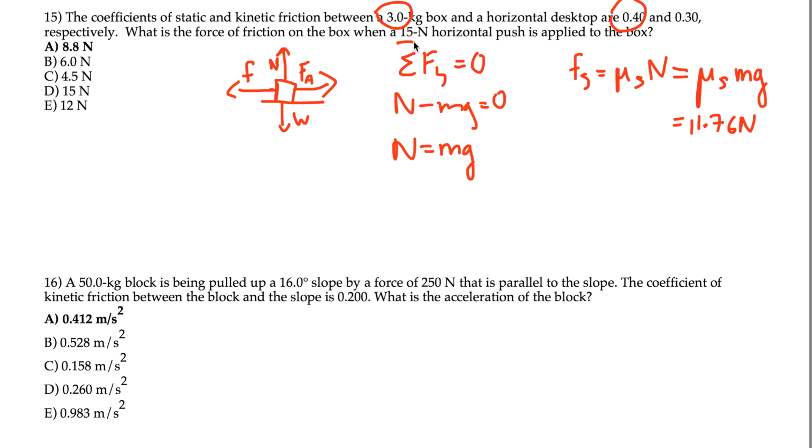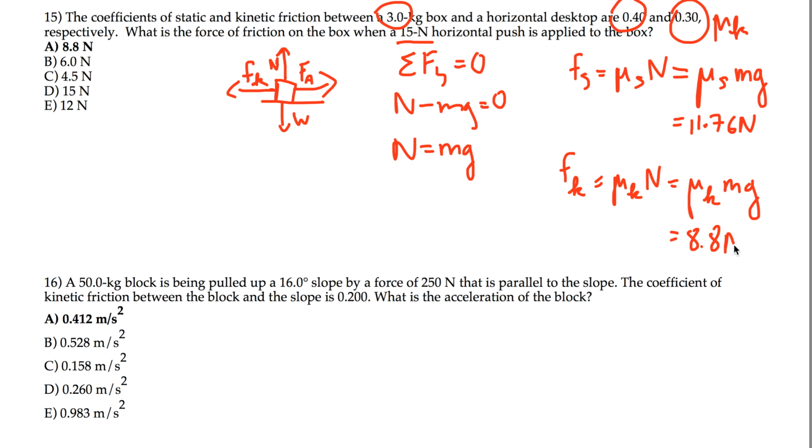So this is the static friction force that must be overcome. A 15 newton force is applied. So that means that the box is going to be moving because we've overcome the static friction force. So now we know that this is actually kinetic friction force. And luckily, the kinetic friction force is always defined by μk times N, in this case, μk times mg. So now we plug in the 0.3 for the μk, and we're going to get 8.8 newtons.